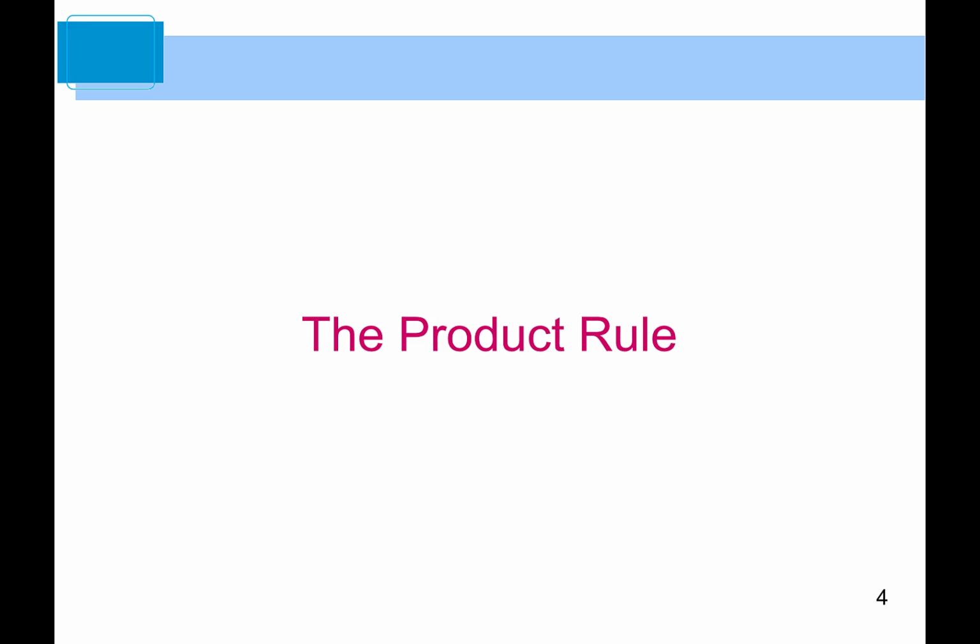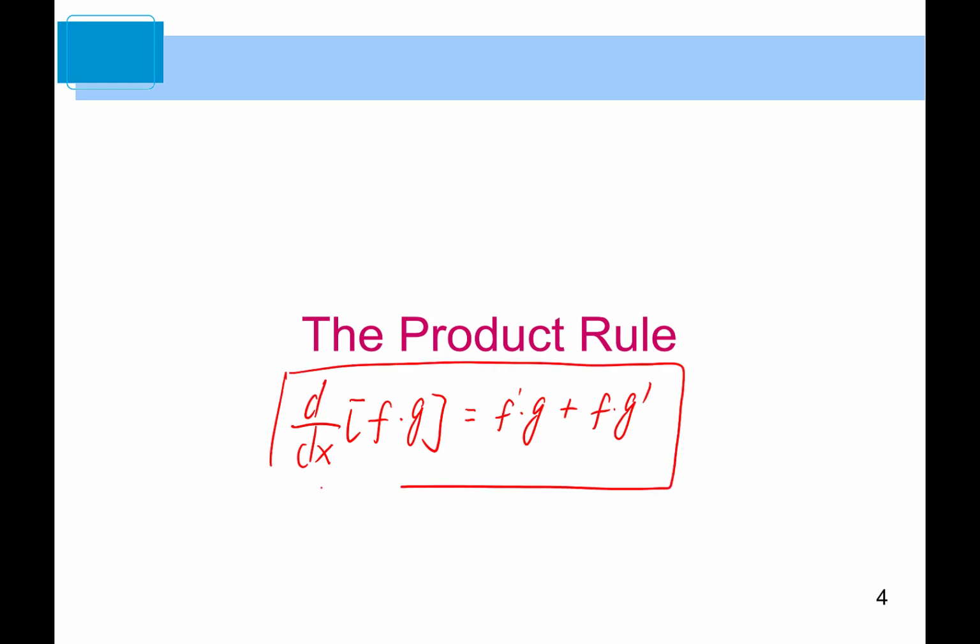So the product rule, put in a very simple way: we have two functions, f and g. The derivative of that will be f prime times g plus f times g prime. Okay, we put in a very simple expression. That would be the easiest thing to do.